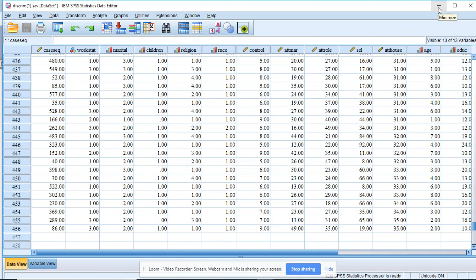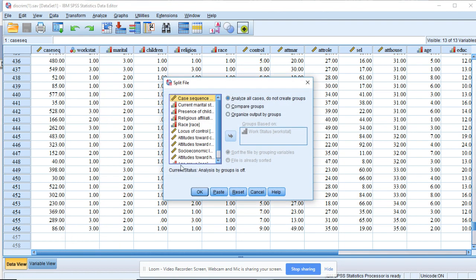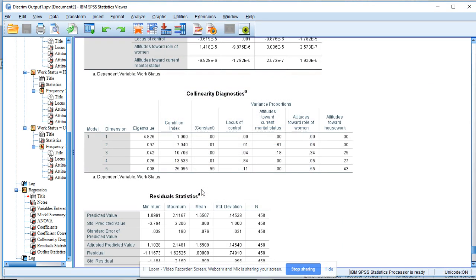And so this is really looking at how our predictor variables relate together for each of the different groups. And so that's why we need to go back to splitting our file. So data, split file, go back to organize output by groups. It's already listed there. And make sure sort the file by grouping variables is listed, since we've played around with sorting the file by different ascending variables. We want to make sure that it's sorted. So keep that clicked on and click OK.